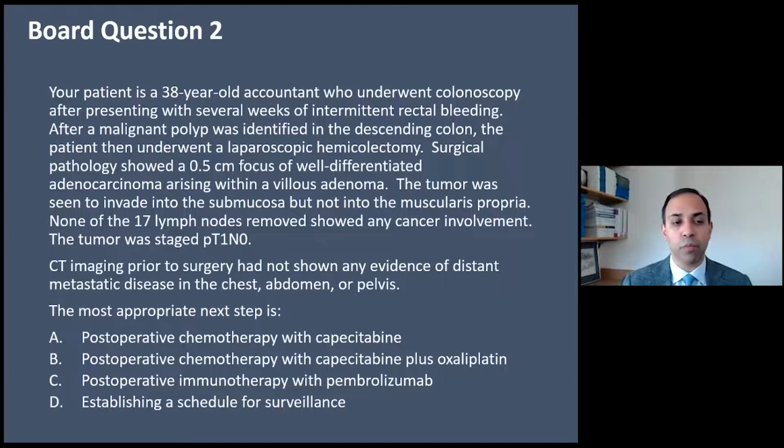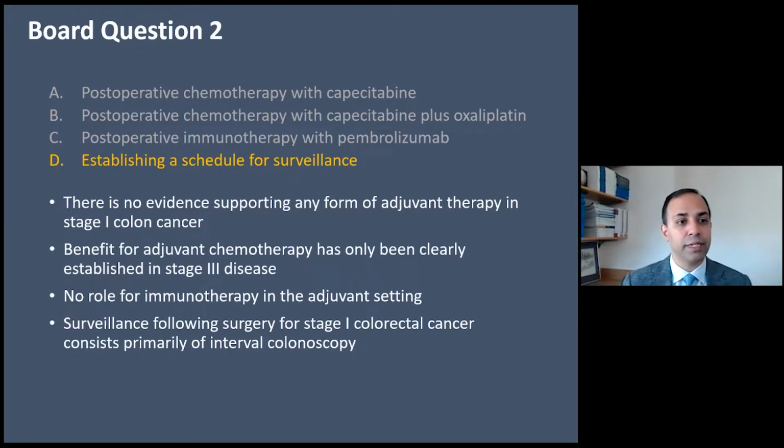The most appropriate next step is A, postoperative chemotherapy with capecitabine. B, postoperative chemotherapy with capecitabine plus oxaliplatin. C, postoperative immunotherapy with pembrolizumab. And D, establishing a schedule for surveillance. The correct answer here is D, establishing a schedule for surveillance. There is no evidence supporting any form of adjuvant therapy for patients with stage 1 colon or rectal cancer.